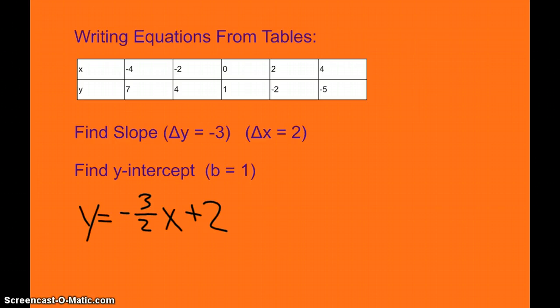Then, in order to find our y-intercept, we have a y-intercept of 1. And as you can see there, we have a little bit of a typo here, and I accidentally wrote in 2. So let's go ahead and fix that. Our y-intercept is always the point when x is 0, what is y? In this case, when x is 0, y is 1. So that gives us a y-intercept of 1. So our final equation is y equals negative 3 halves x plus 1.